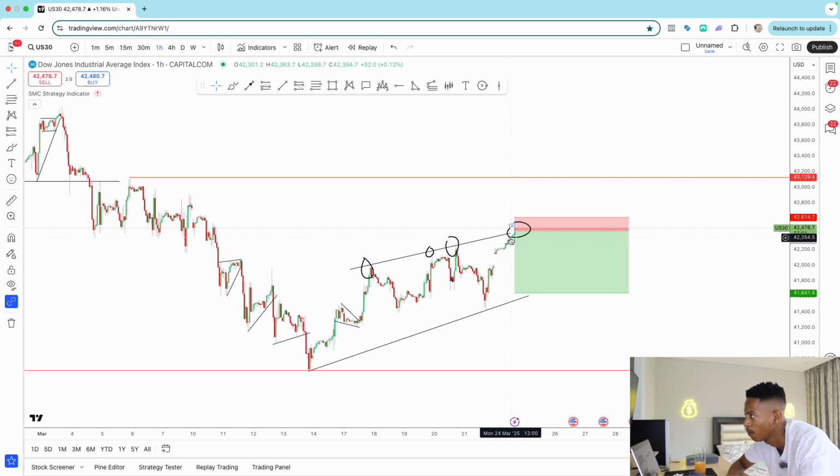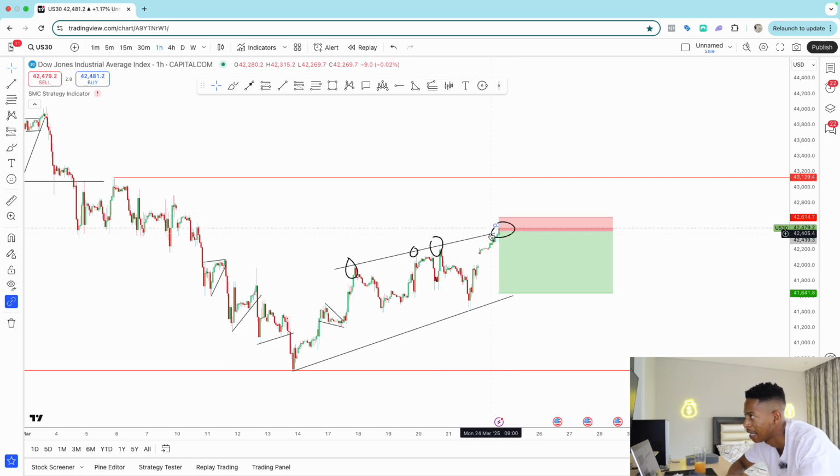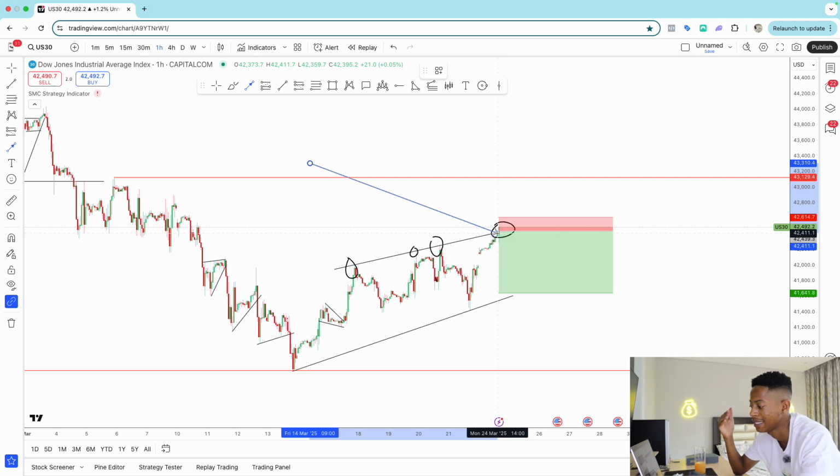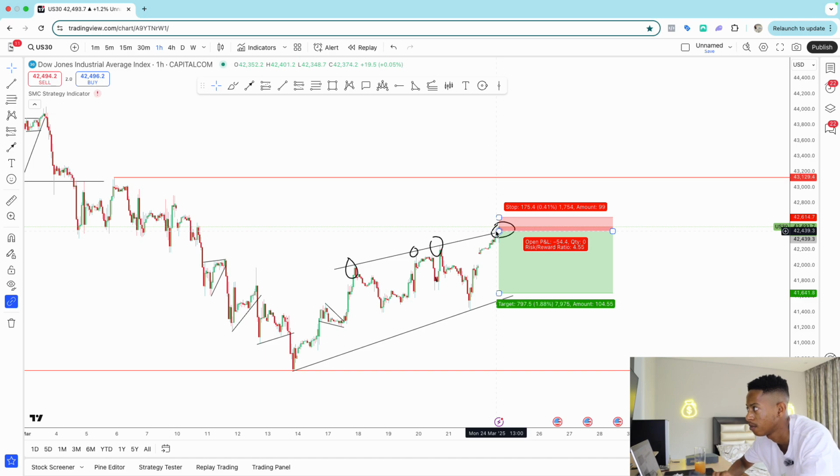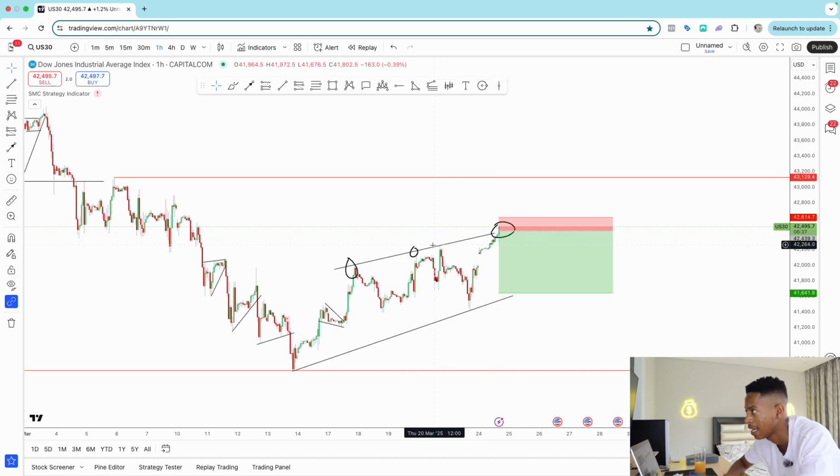I'm only looking for buys until I get the right opportunity. Already looking at it, this is the first touch, second touch, third touch, fourth touch. Mind you, the more price touches a specific zone, the weaker that zone becomes, and when it becomes weak, it's easier to break out. This is the fourth touch, which means there's a high chance it can break out. It's not going to respect it because it has now tested the zone more than three times. You understand?